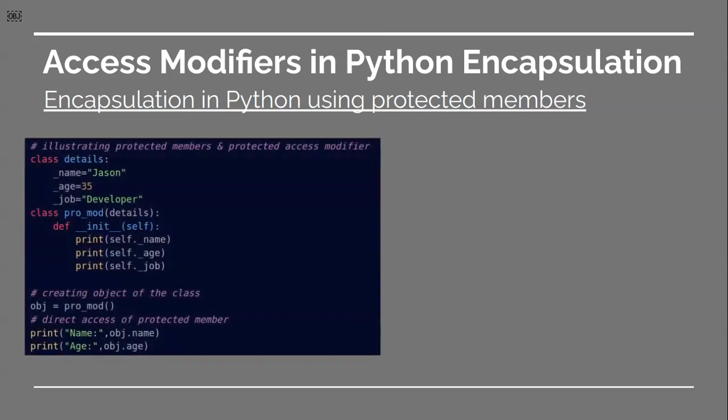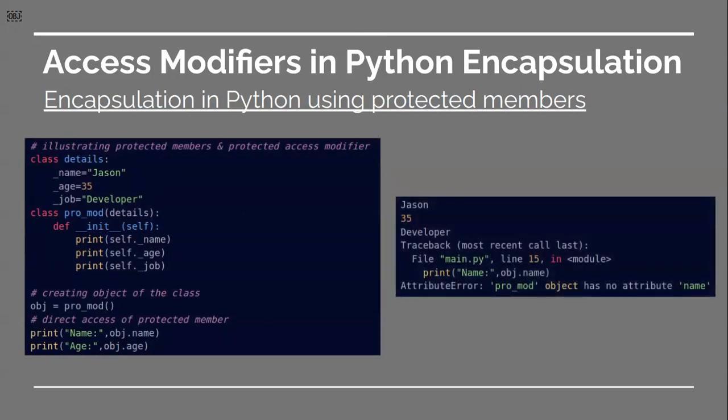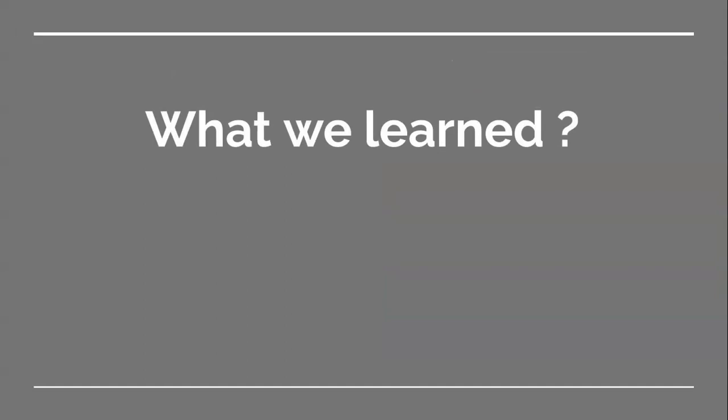It is quite clear from the output that the class ProMod was successfully able to inherit the variables from the class details and print them to the console, although they were protected variables. And when we tried to refer to them outside of their parent class and the subclass, we got an attribute error for the same.